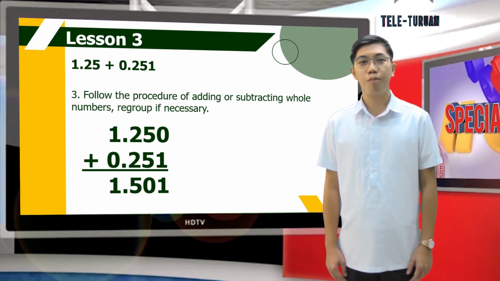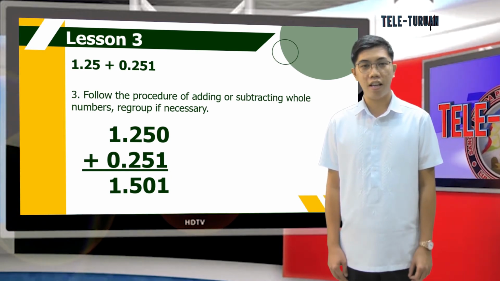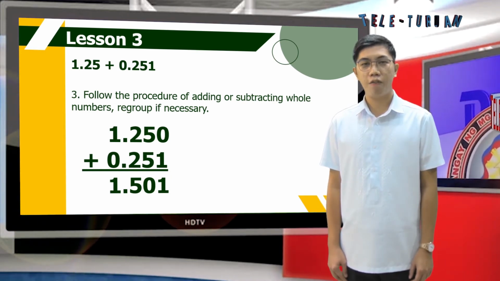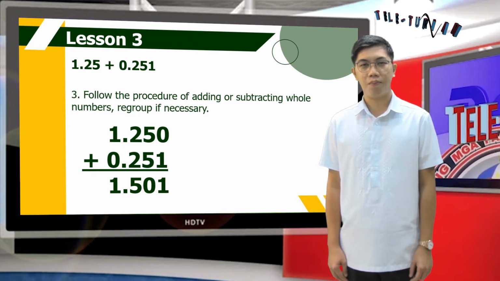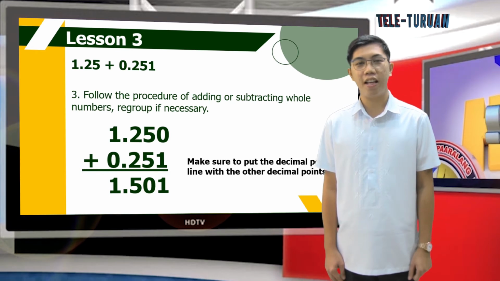So, the sum of 1 and 25 hundredths and 251 thousandths is 1 and 501 thousandths. Make sure to put the decimal point in line with the other decimal points.